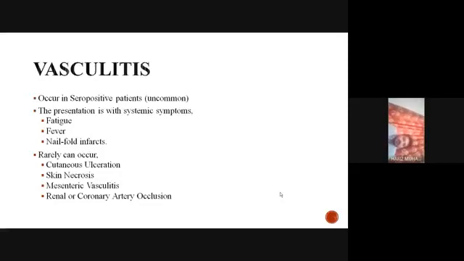Skin necrosis, mesenteric vasculitis, which is an inflammation of the mesenteric arteries responsible for taking blood from the aorta and distributing it to a large portion of the gastrointestinal tract. Renal or coronary artery occlusion. Next, please.